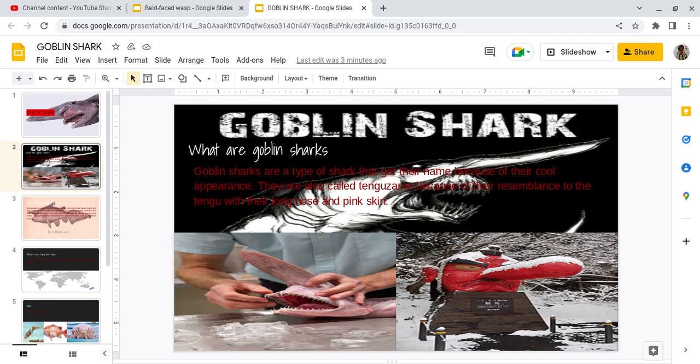What are goblin sharks? Goblin sharks are a type of shark that get their name because of their cool appearance.